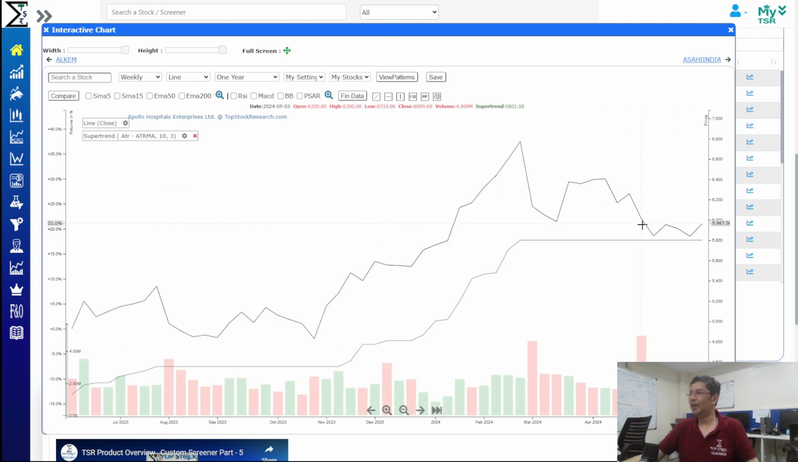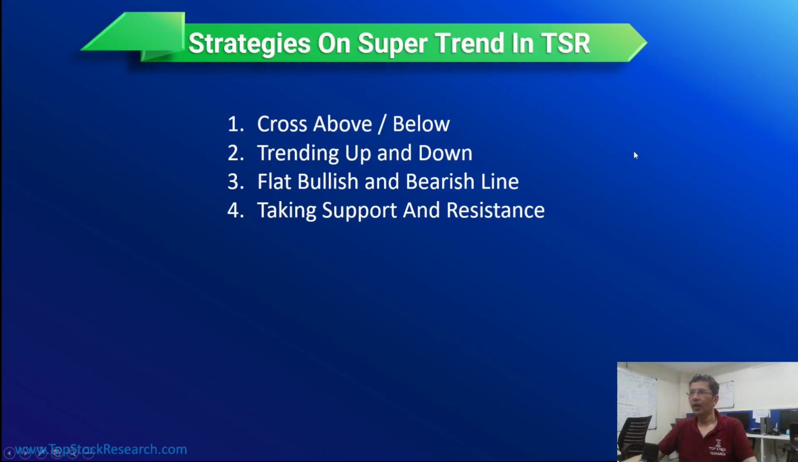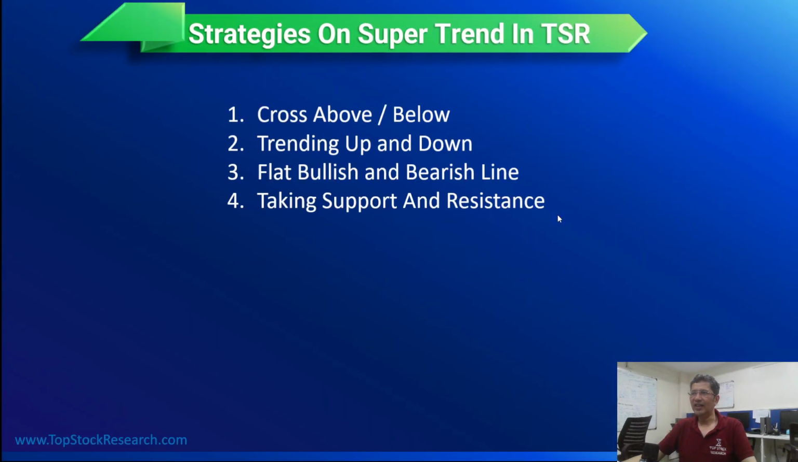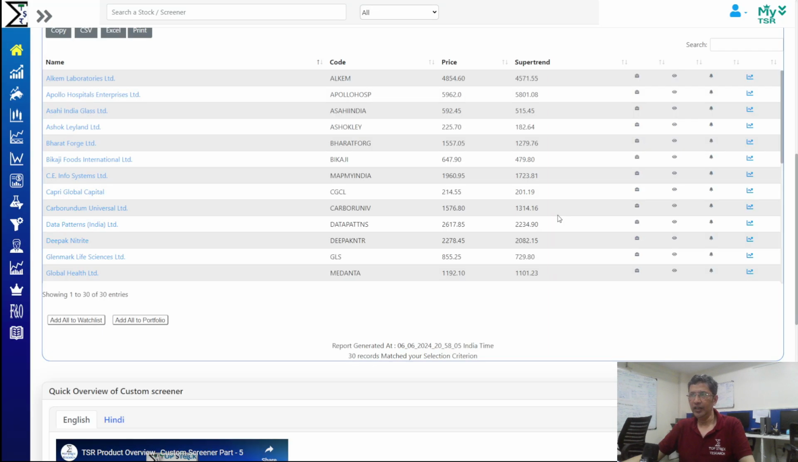Or this is a much better example, right? Here you also see a small double bottom forming and it's almost taking support at the level of Super Trend. So this can be another very good example of using it for a bullish signal, right? What else do we have? So I think that's all we had for this.